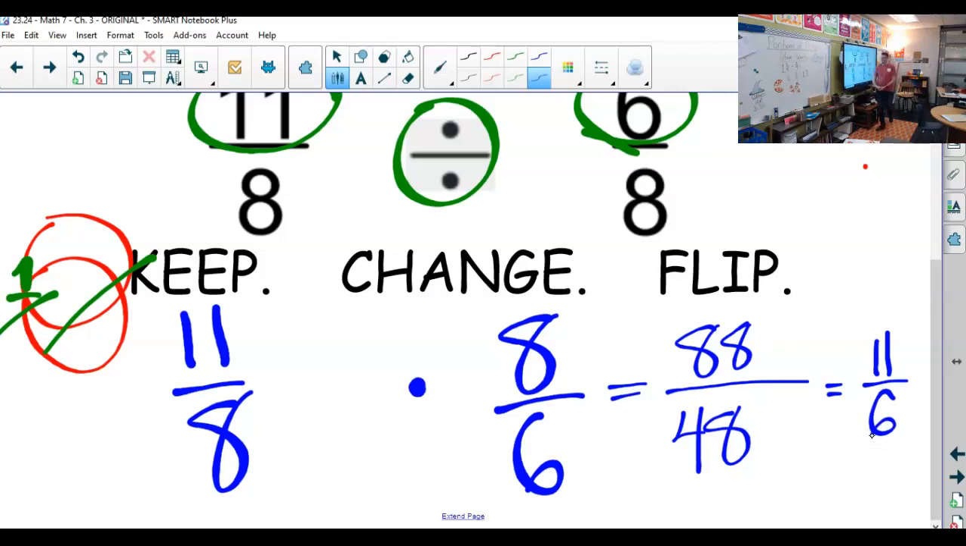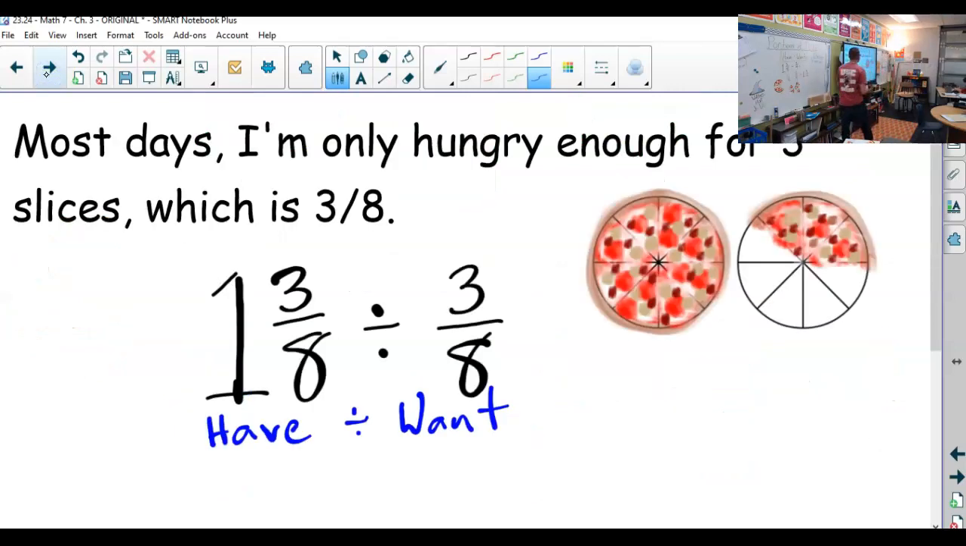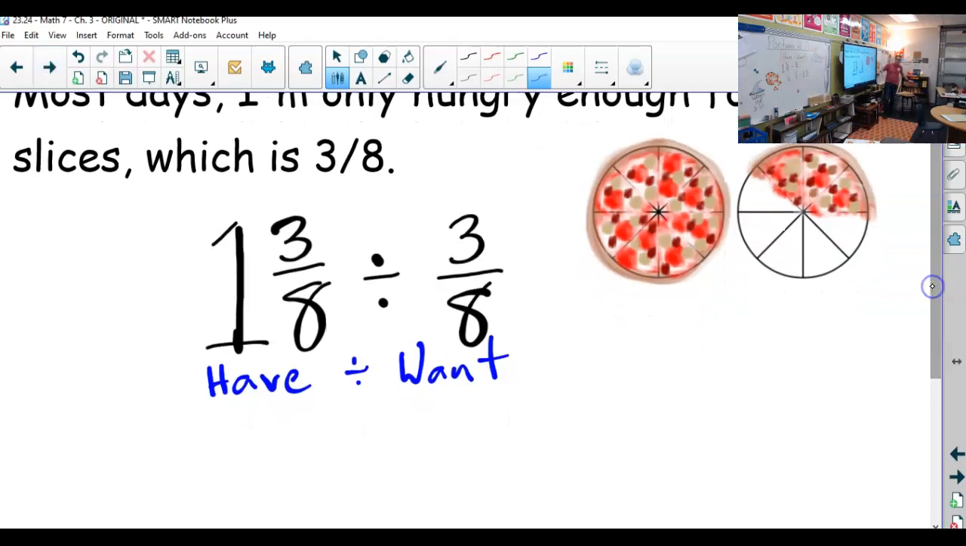Let's do this again with a more realistic problem. I normally only take leftovers of 3 slices, not 3/4 of the pizza, but 3/8 of the pizza. So if I take my 1 3/8 and now divide it by 3/8 instead of 3/4, let's put this on your graph paper. 1 3/8 divided by 3/8, because that's more normal for what leftovers I'm going to bring to school.